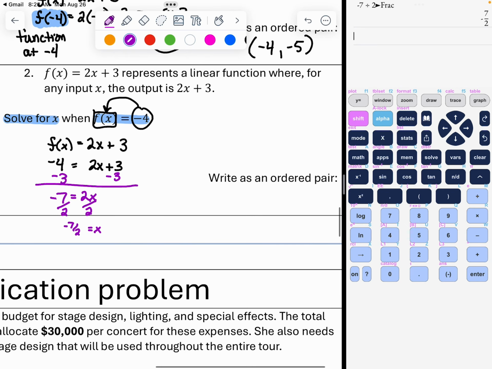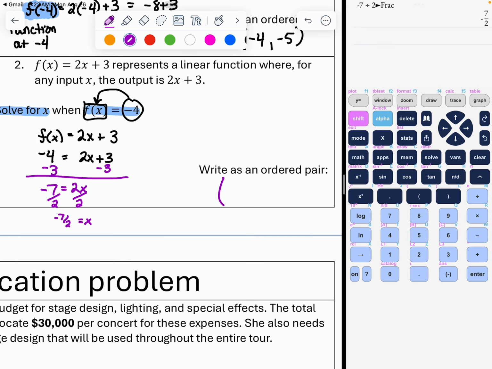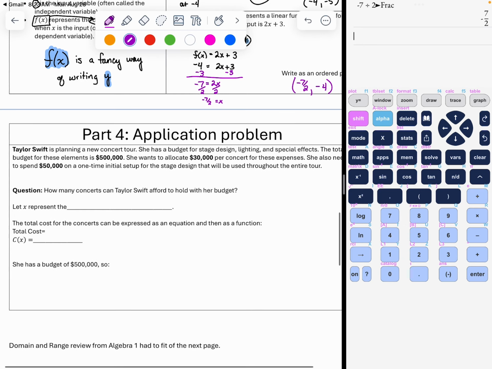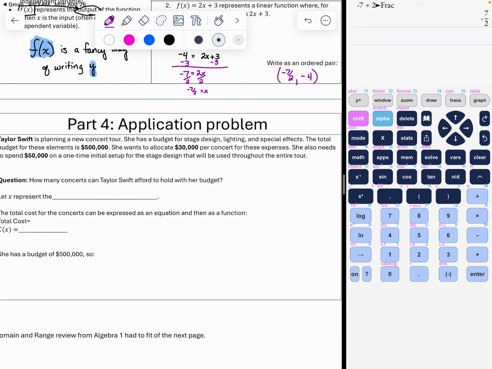So if we write that as an ordered pair, we have an input of negative 7 over 2 to result in an output of negative 4. Now it's time to apply this to a word problem. And this would be part 5. I will fix that on your notes. Okay, don't worry, I can count.